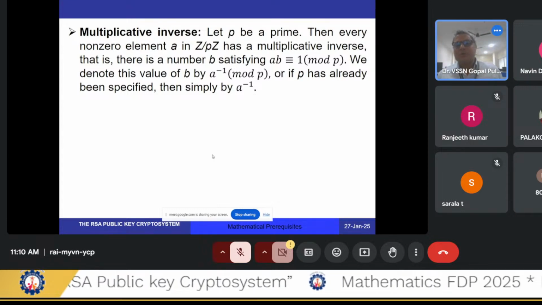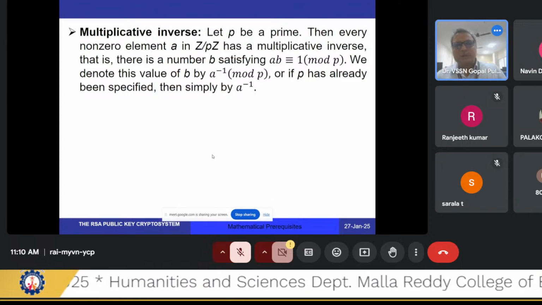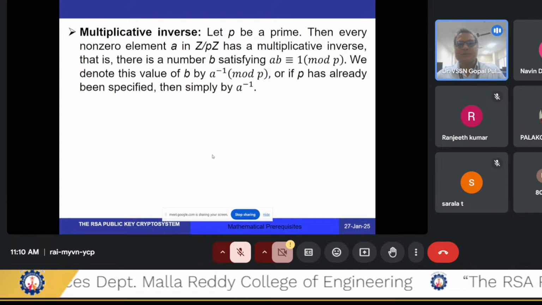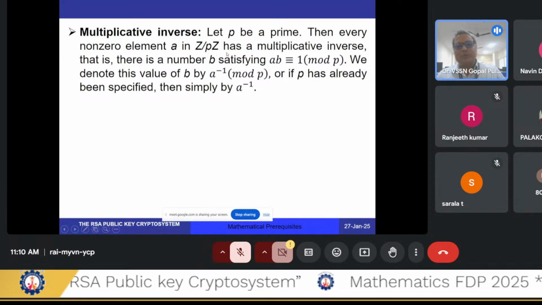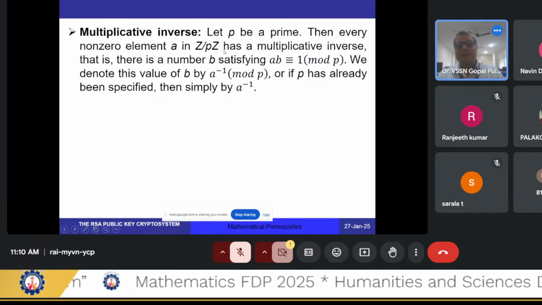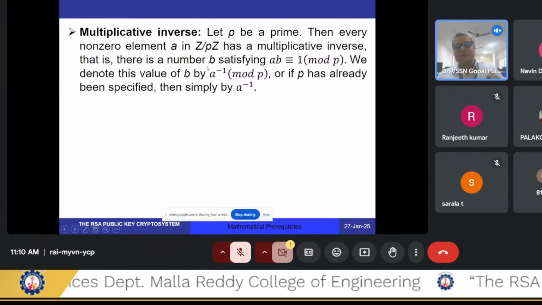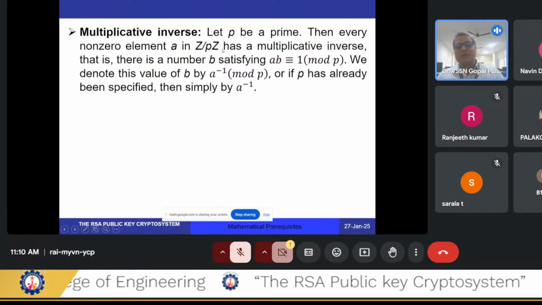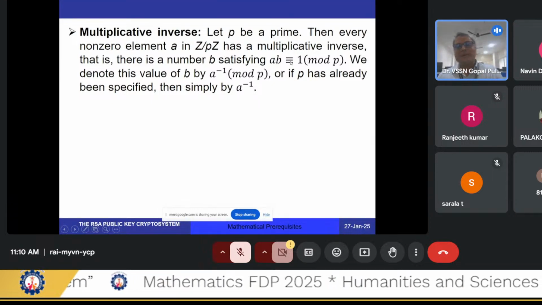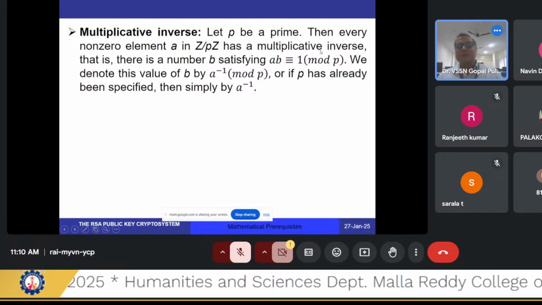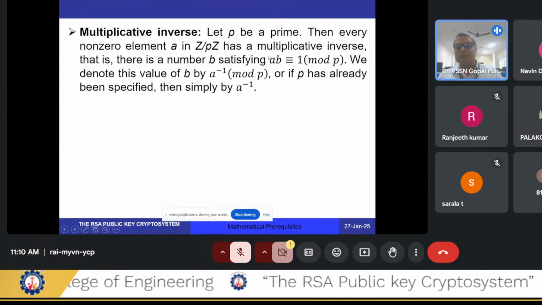Okay, so a prime is nothing but a number which has only 2 factors, itself and 1, right? So we observe that if we consider Z upon pZ, whatever element we consider in this set, for that element there always exists some other element b satisfying a condition. This we call the congruence relation: ab is congruent to 1 mod p.